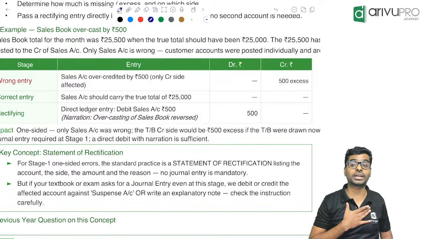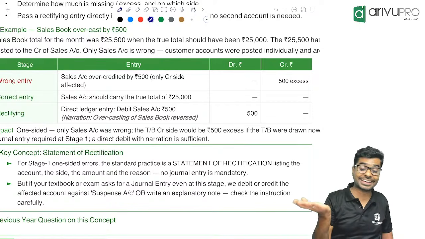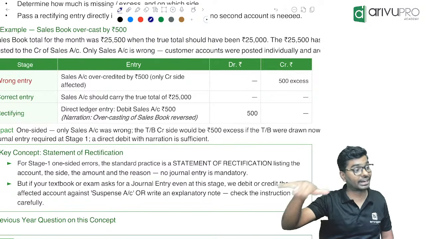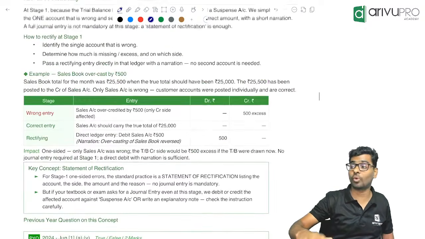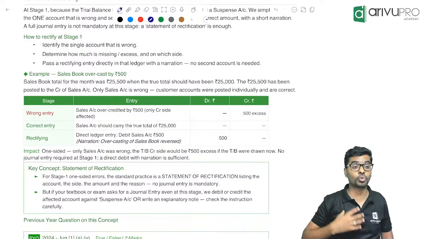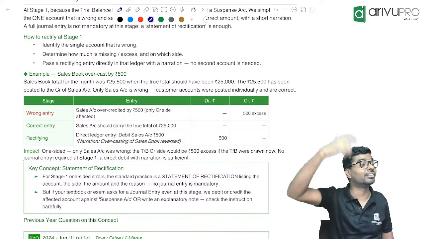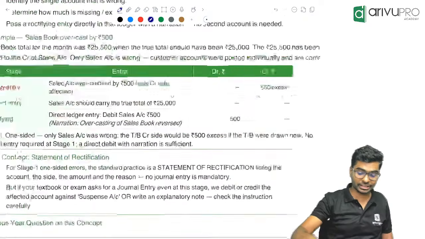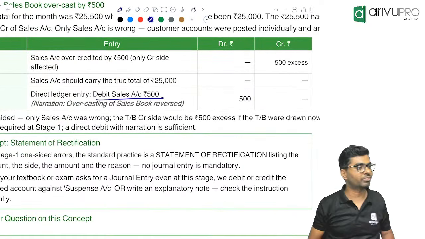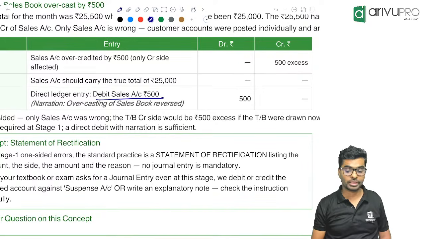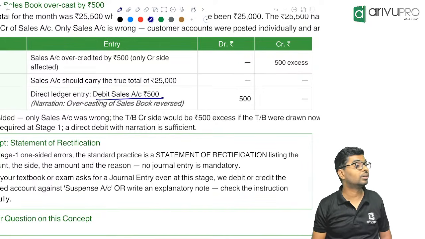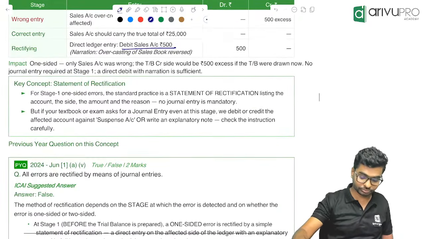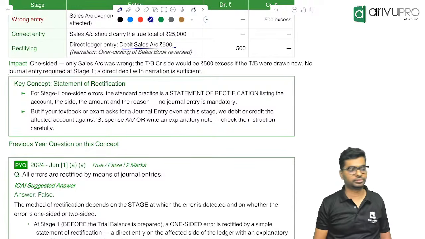Sales book is overcast. Means what? Sales book has gotten extra credit by 500. Sales is a credit transaction. Sales book is overcast by 500. That means sales book has got extra. How do you reduce 500? So see here, debit sales account by 500. That's all is your answer. Did you understand this? Next one. In exam, they will give before preparation of trial balance.